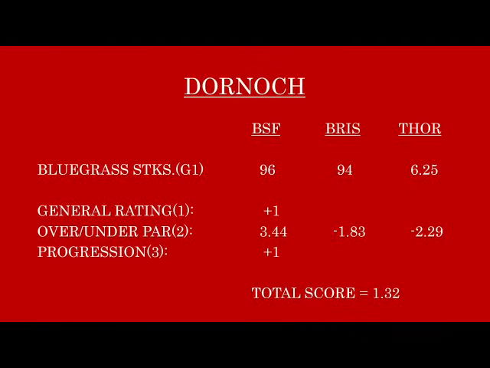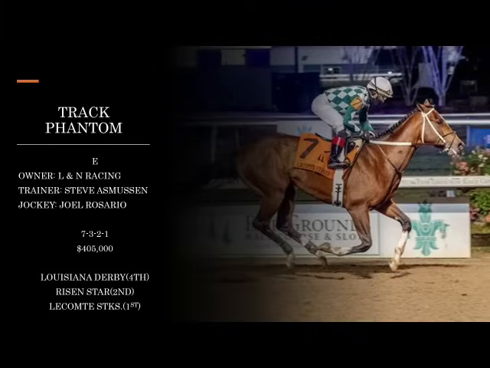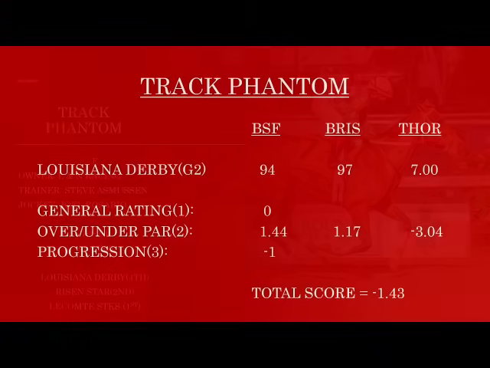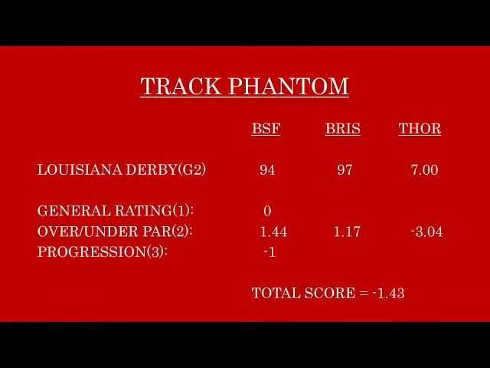Track Phantom is another one who's been a model of consistency, and we'll look at the Louisiana Derby. And you see you got a 94 Beyer, which is about average, a little bit above. 97 Brisnet, which is right about on line. And then a 7 Thoro-Graph, which to me is probably a better number to gauge Track Phantom, seeing as how he backed up in the Louisiana Derby and where distance might be a question.